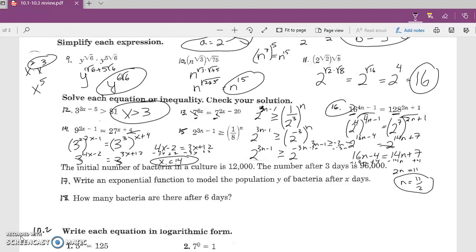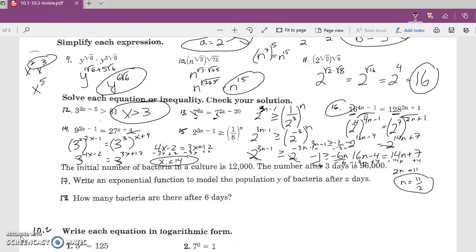I had just gotten the same base on both sides, so basically now I just set the one exponent greater than or equal to the other one. I subtracted -3 from both sides. So I would have -1 is greater than or equal to -6n. And then I divide by -6.